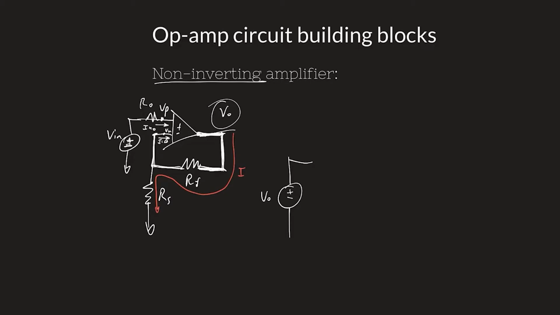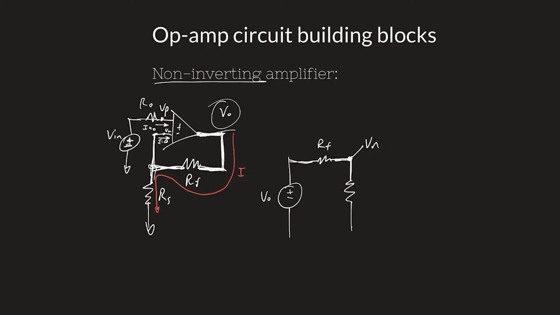So if I follow Vout, go across RF, then this node here is this node here. So I'm going to label that as Vn.